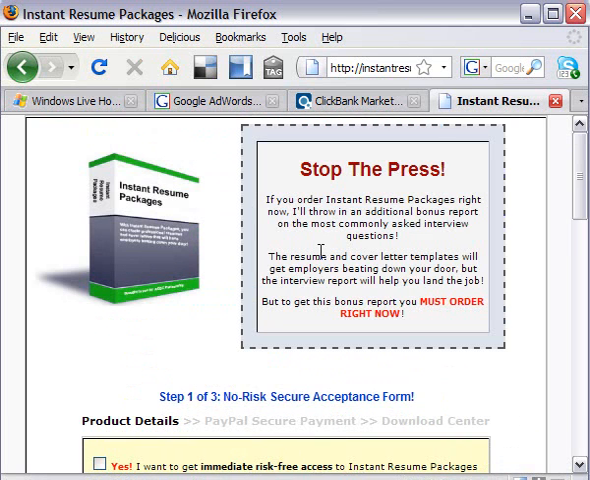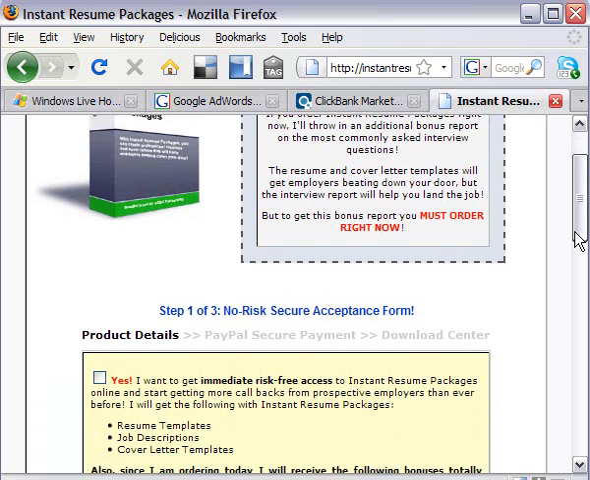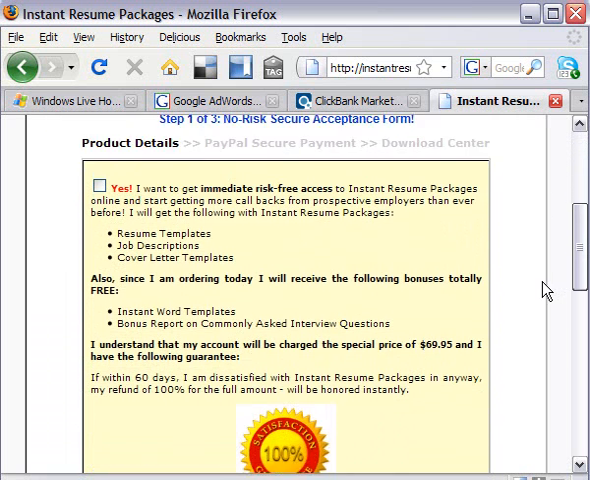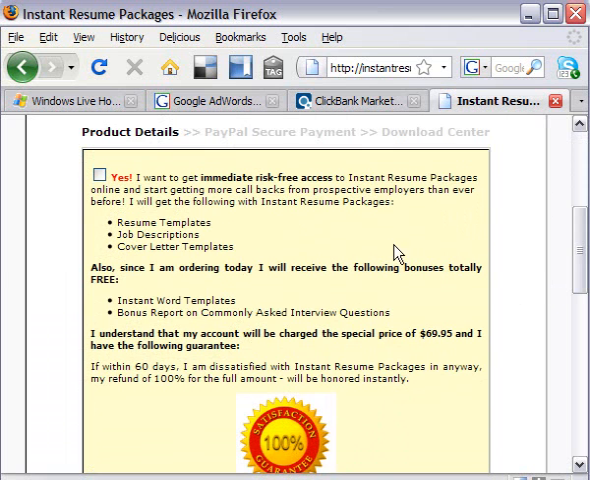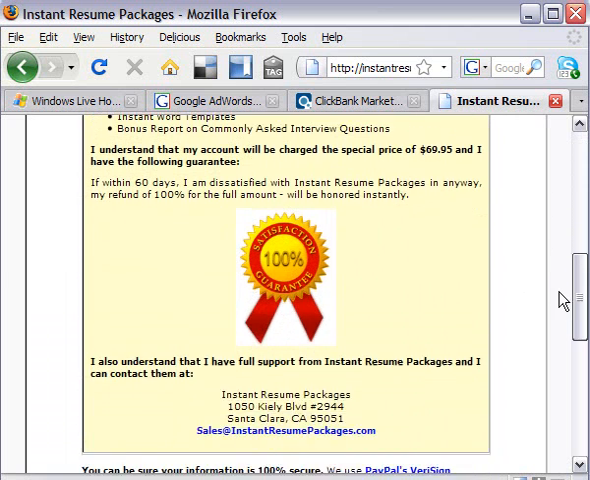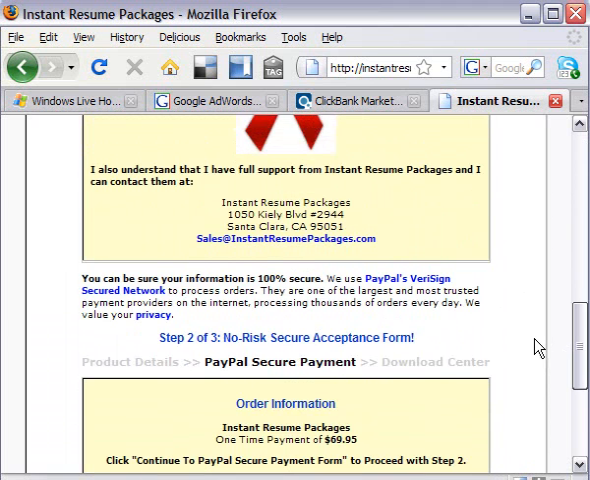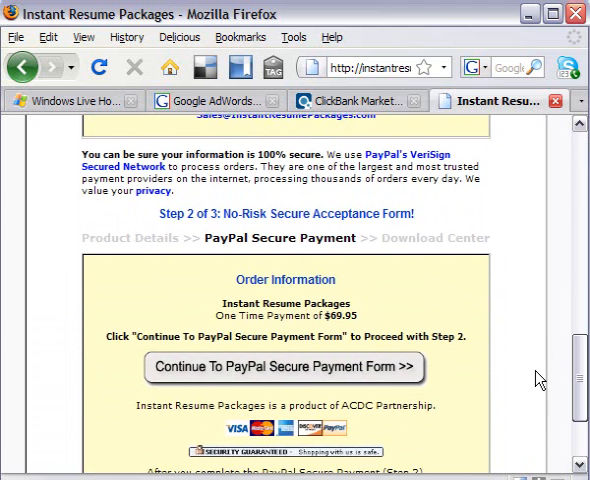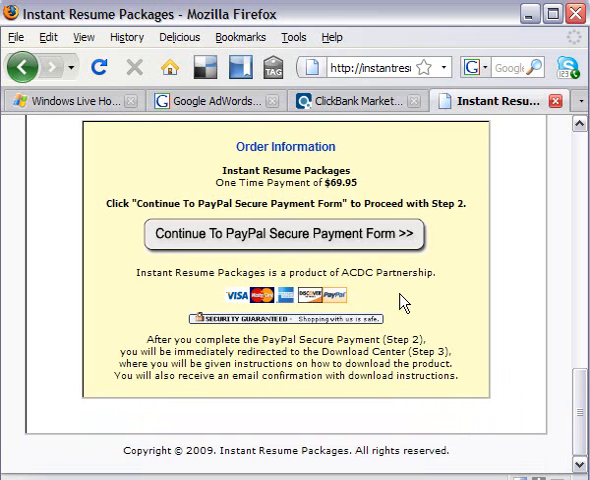The second page is where we offer a special bonus that we didn't mention in the sales letter for ordering today. So in this case, it's commonly asked interview questions. So we scroll down, we have our product details. We reinforce the guarantee, have our contact information, and then we have the continue to PayPal. So at this point, the person has read the sales letter, they know what they're going to buy, and they're ready to go to PayPal.